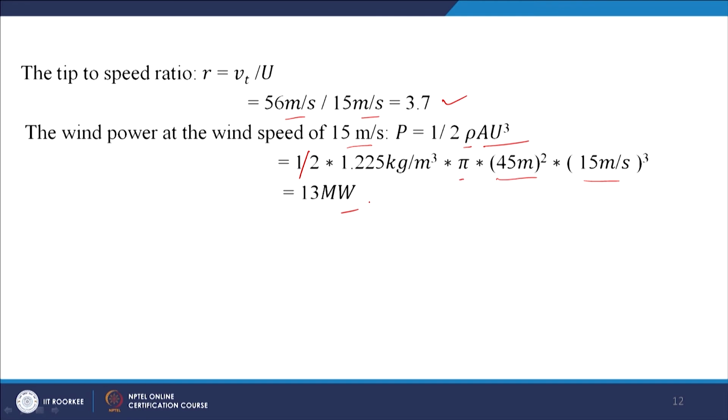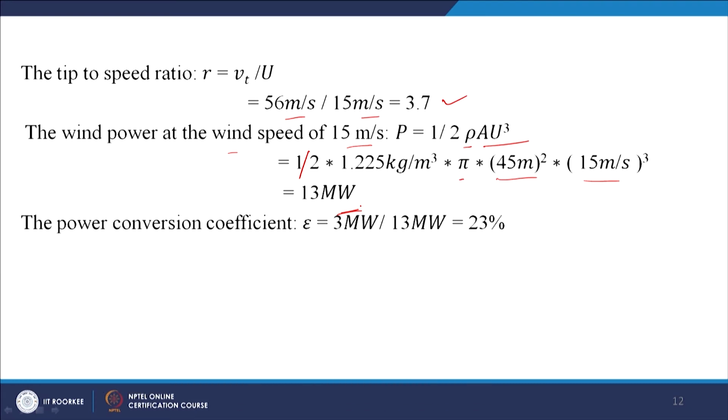So, the wind has an energy potential of 13 megawatt, but the plant is giving us 3 megawatt. So, the conversion efficiency is 3 megawatt divided by 13 megawatt, which is around 23%. So, now we have solved a number of problems based on our previous classes, and thank you very much.